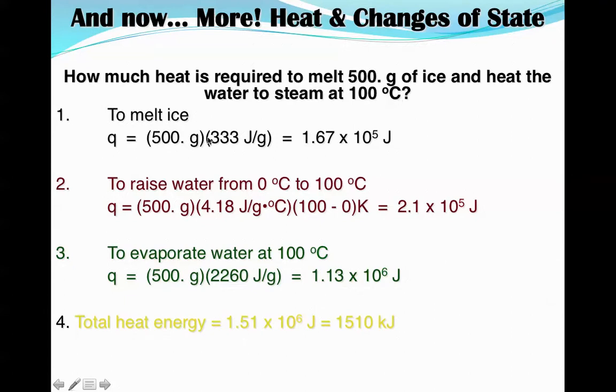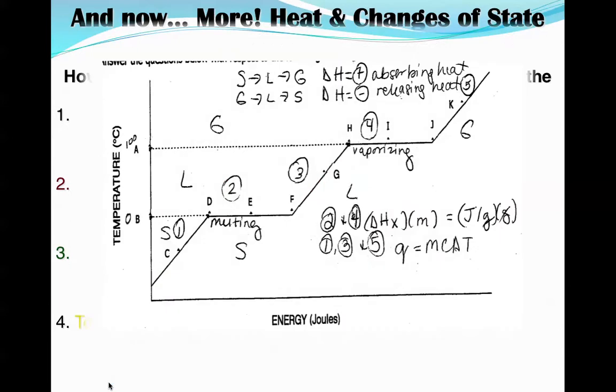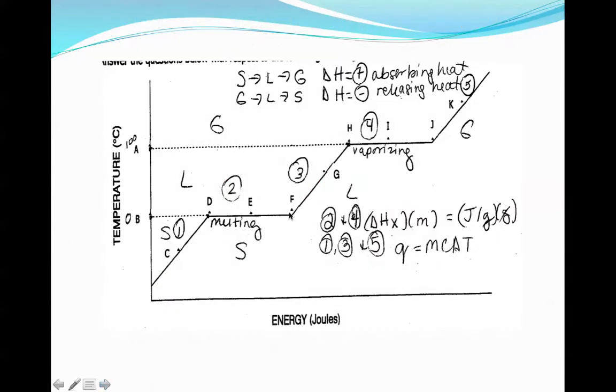So Q is 500 grams times 333 joules per gram. That is a value that we will give you. Okay? That gives you the energy needed for the phase change of the whole melting process. Now the second part I need is the liquid phase right here, and it goes from 0 to almost 100.